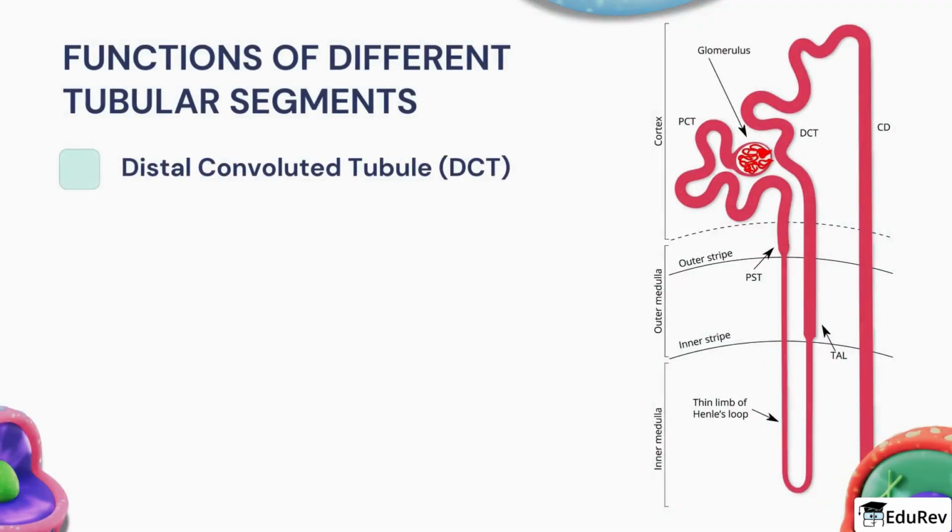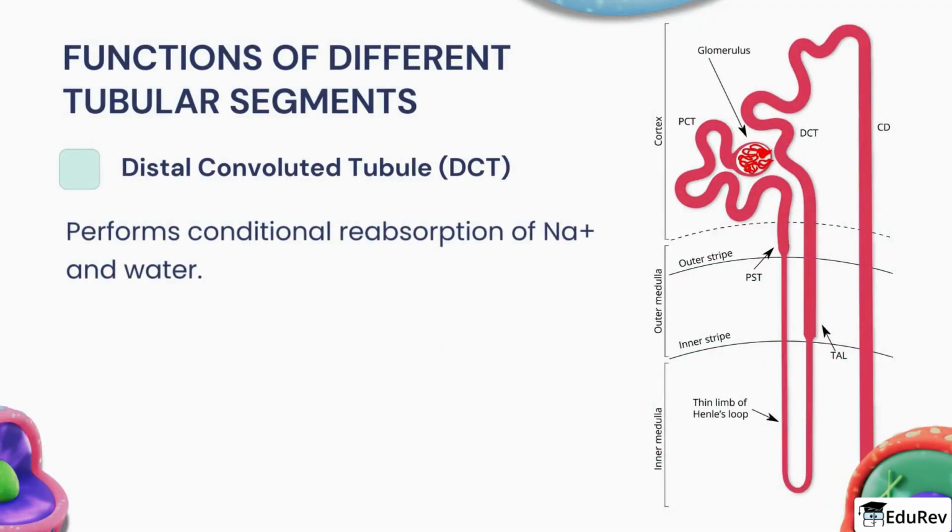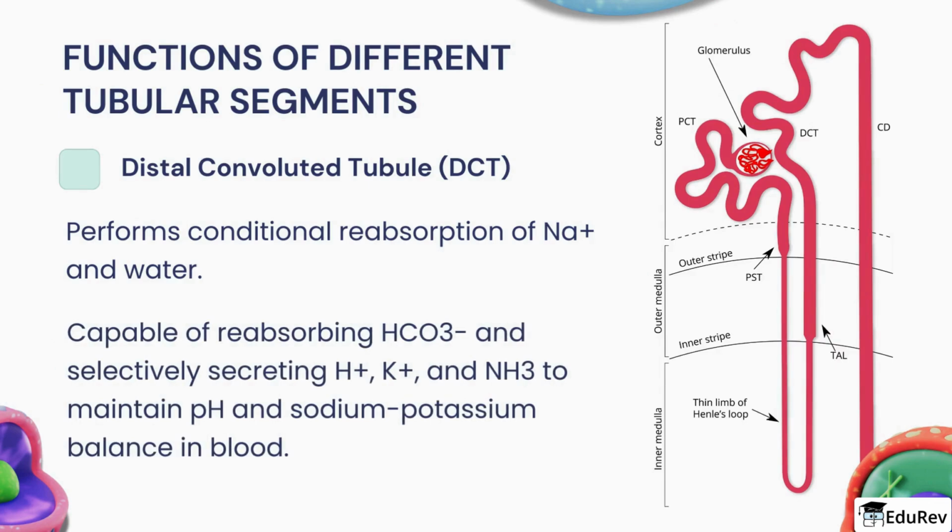The distal convoluted tubule, DCT, performs conditional reabsorption of sodium and water. It also reabsorbs bicarbonate and selectively secretes hydrogen, potassium, and ammonia to maintain pH and sodium-potassium balance in blood.